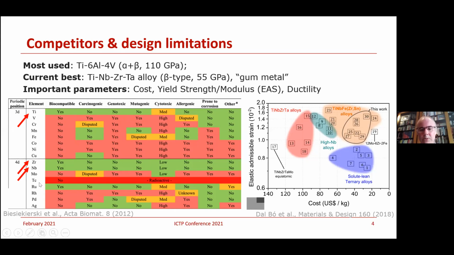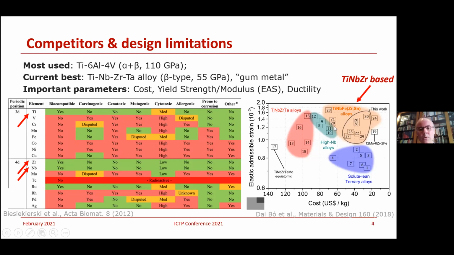Now, in this way, you are looking for alloys that have this combination, titanium, niobium, zirconium, and you hope that the elastic properties can reach this region, in particular at low cost.